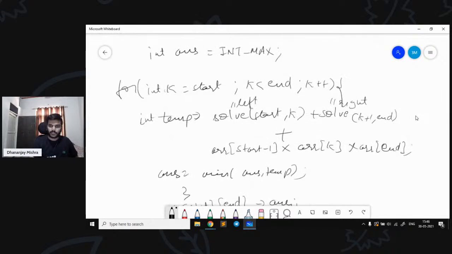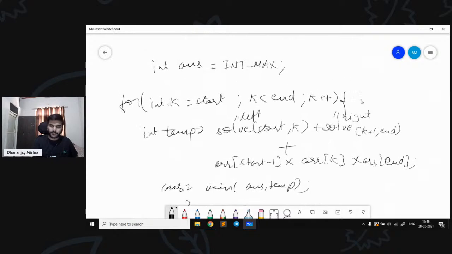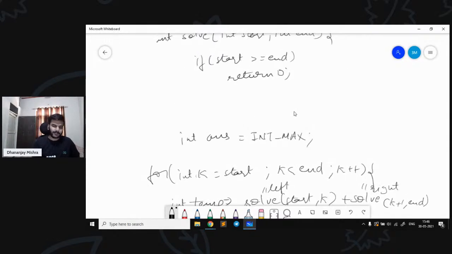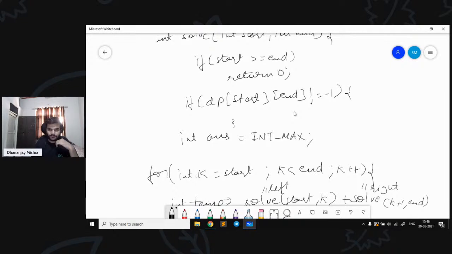Now, one more change we have to make: before calculating for a state, we will check whether we have stored the answer previously for that state. For that, we check whether dp for that particular range has been computed previously. I will check whether it is -1 or not. If it is -1, that means the answer for that state is not pre-computed, and we have to compute it. Otherwise, if dp of start, end is not equal to -1, the answer is pre-computed and it is the final answer for that state. So I can simply return dp of start comma end.